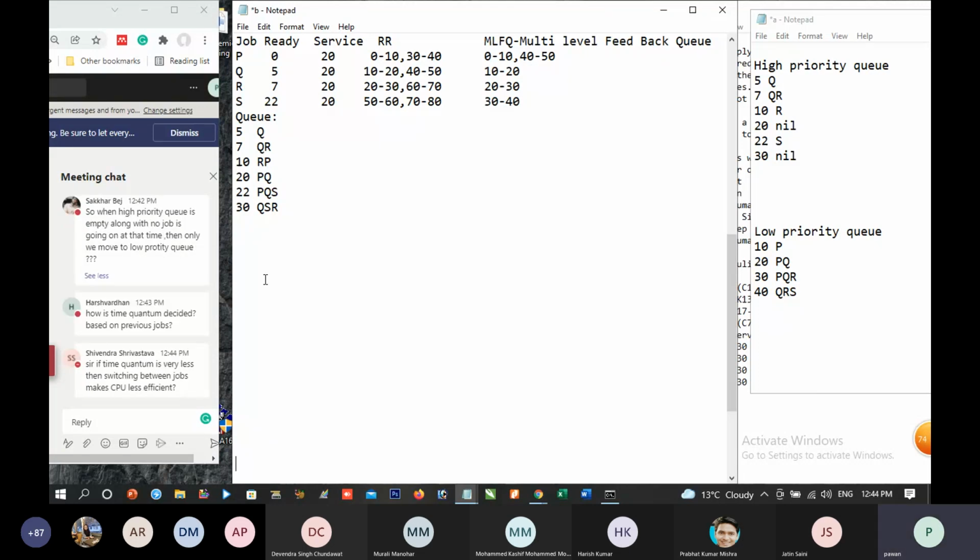That is correct. If the time quantum is very small, there is unnecessary switching. The multi-level feedback queue also tries to find a solution for it. How to stop unnecessary switching, we shall be coming to next.